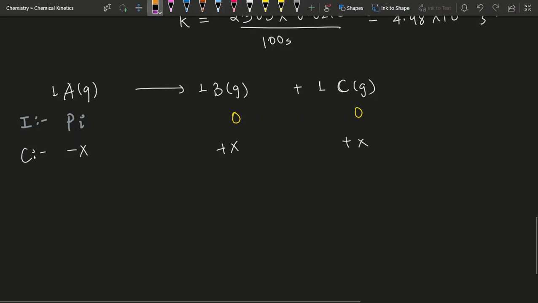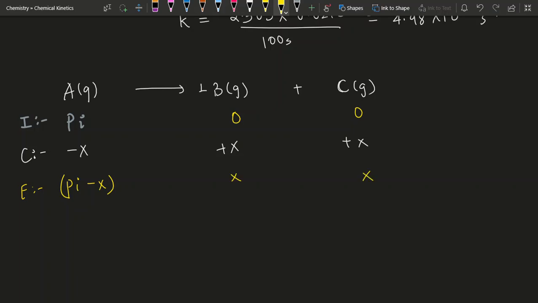If there would have been some other stoichiometric coefficient, say ma, where m is any number, let's take 2a, then you would have written negative 2x. If there would have been 5c, you would have written plus 5x. So you get the idea, right? And let's just do it when the stoichiometric coefficients are 1. So in the end, the pressures are pi minus x, and x.